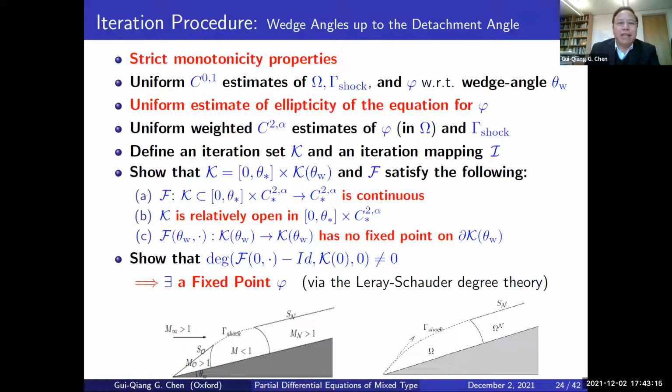Now the main part, I just quickly mention the iteration. To solve this problem, you use the Leray-Schauder degree theorem. To do that, four points are essential. You get the a priori estimates for various properties: monotonicity properties, the C0,1 estimate, uniform estimates, the C2,alpha estimate, and so forth.